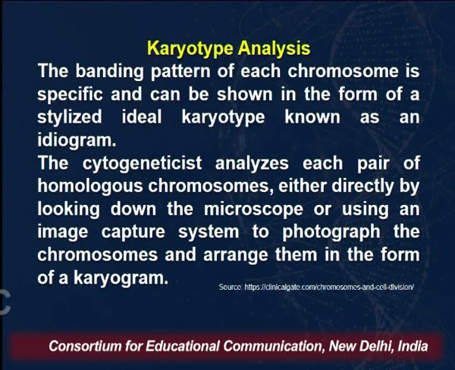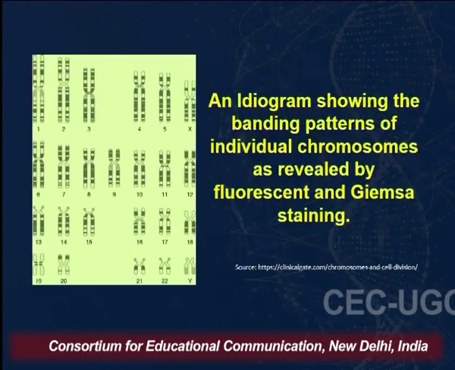Now, the banding pattern of each of the chromosomes is very specific and shows a characteristic feature which helps the scientist to arrange them in a karyotype or an ideogram. In the cytogenetic analysis, they analyze each pair of the homologous chromosomes, either directly looking under the microscope or taking an image of that particular thing and then comparing with the standard forms. Then they can decipher what chromosomal changes have occurred.